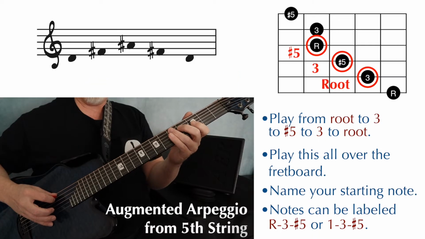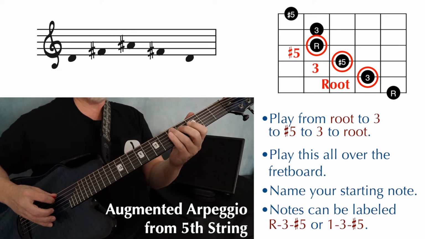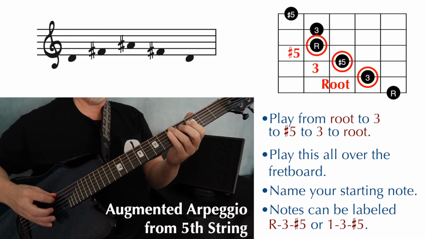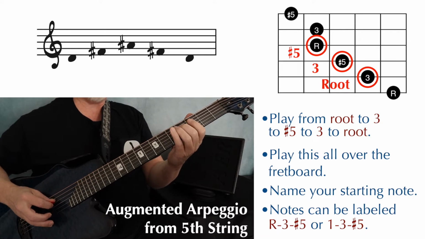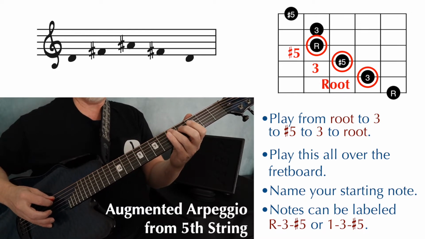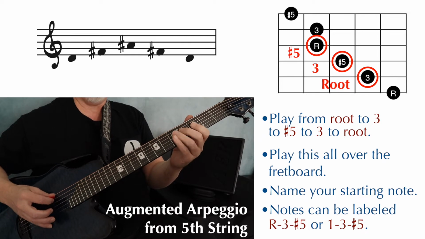Now let's treat the 5th string note as our root note. This is going to be a D augmented arpeggio because I'm starting on the D, string 5, fret 5. Finger this 3, 2, 1, and then 2, 3. And you can call that root, 3, sharp 5, 3, and root. Or you could label that as 1, 3, sharp 5, 3, and 1.